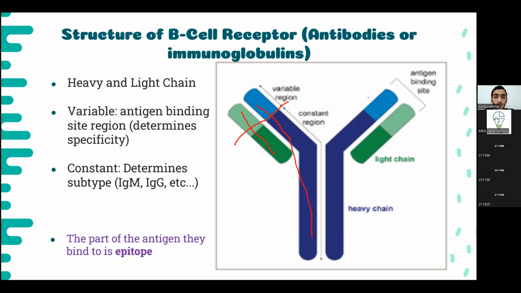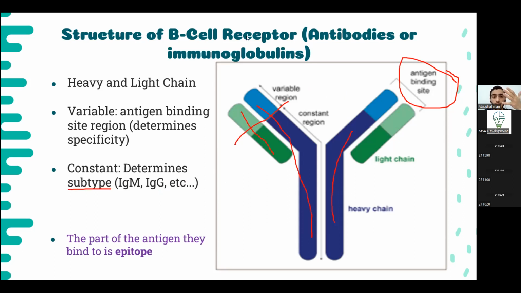Okay, so this is the variable region. It has the antigen binding site, and it's different between every B cell. The constant region, on the other hand, is not as different. It's different between every antibody, but it's not as variable as the antigen binding region, because basically it only differs on the subtype that you're going to have.